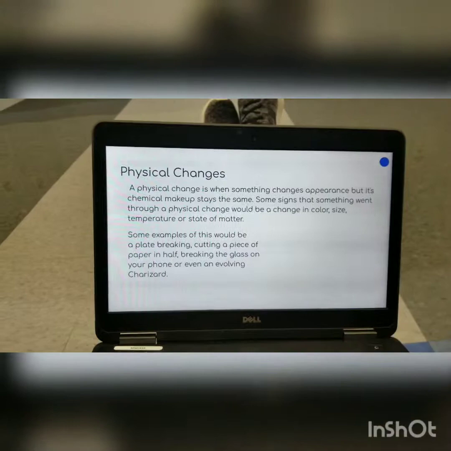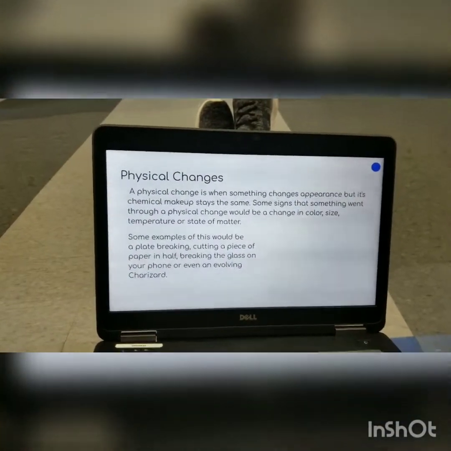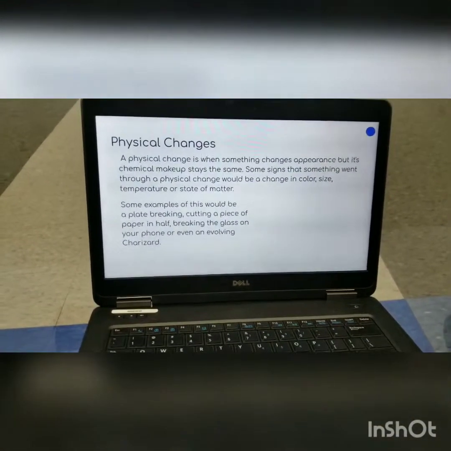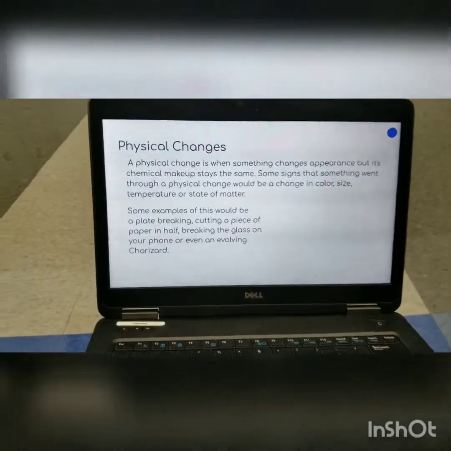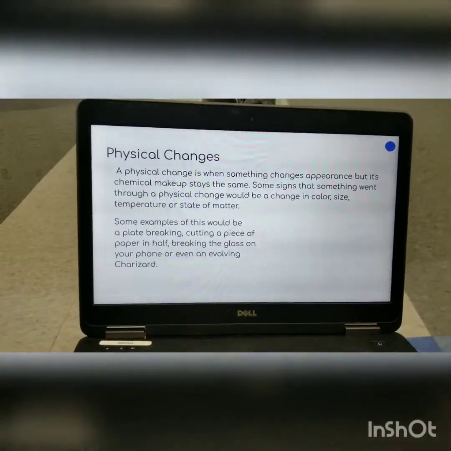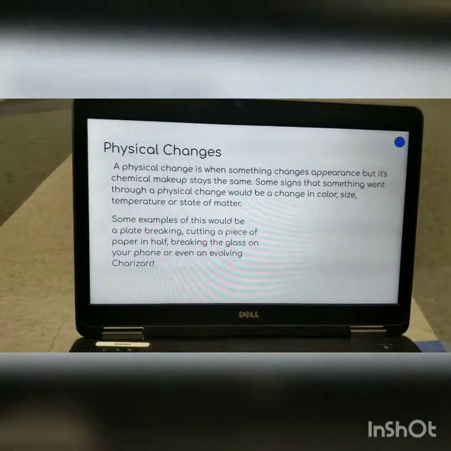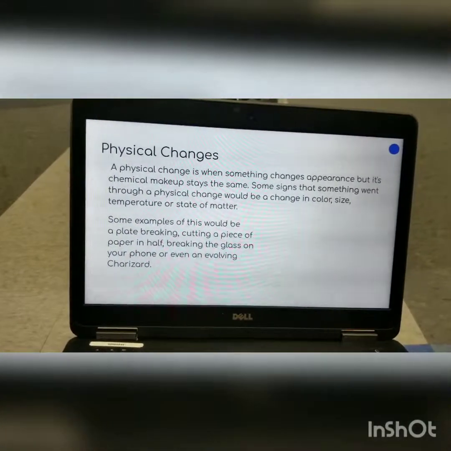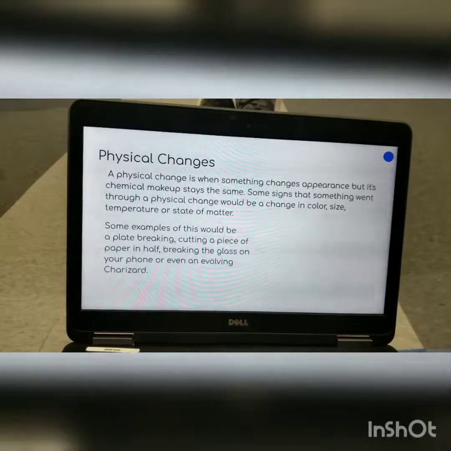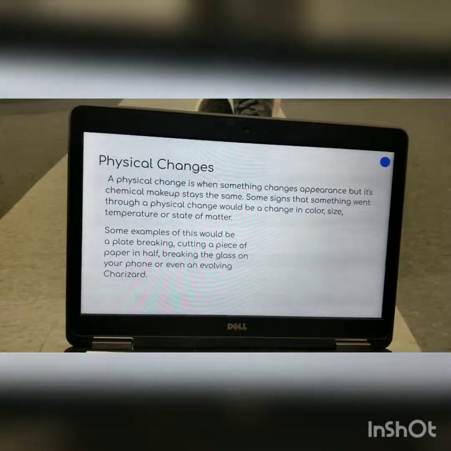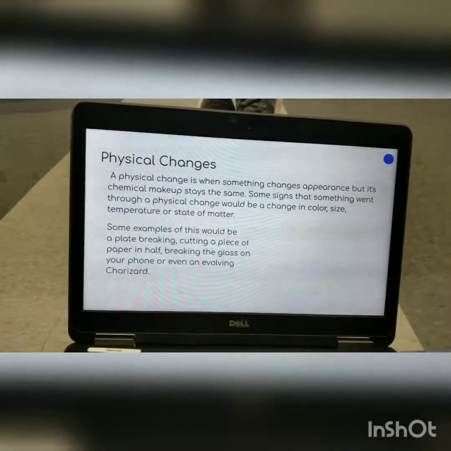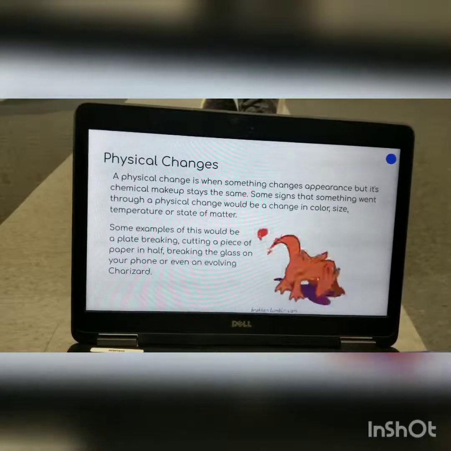Physical changes. A physical change is when something changes its appearance, but its chemical makeup stays the same. Some signs that something went through a physical change would be a change in color, size, or temperature, or the state of matter. Some examples of this could be a plate breaking, cutting a piece of paper in half, breaking the glass in your phone, or even an evolving Charizard.